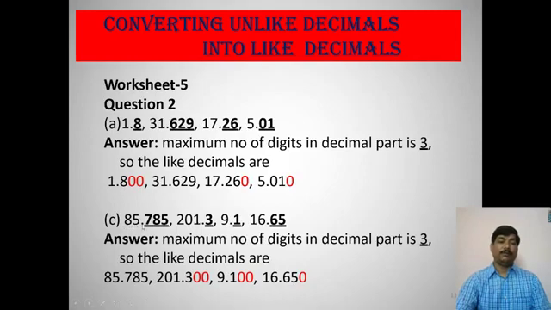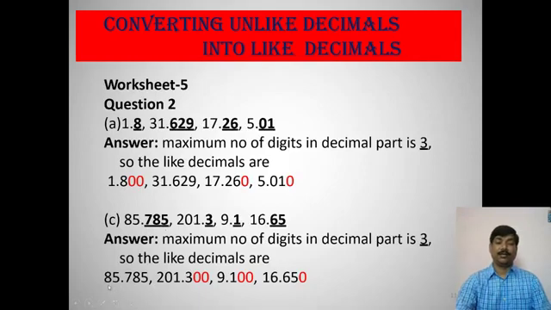In the next one, here are some numbers: 85.785, 201.3, 9.1, 16.65. We will make them like decimals by the same method. First we see the maximum number of digits in the decimal part. Here the maximum number of digits in the decimal part is 3. So we have to make the number of digits in the decimal part 3 by writing zeros.